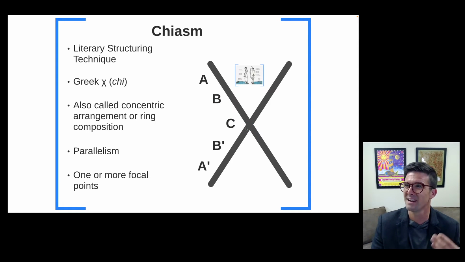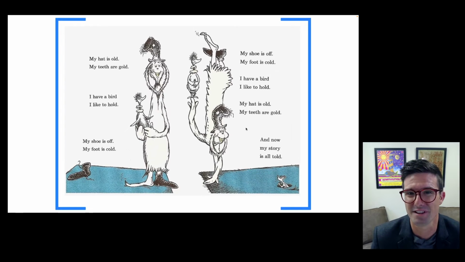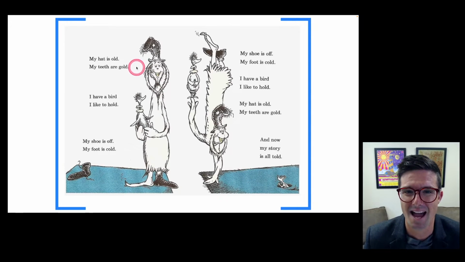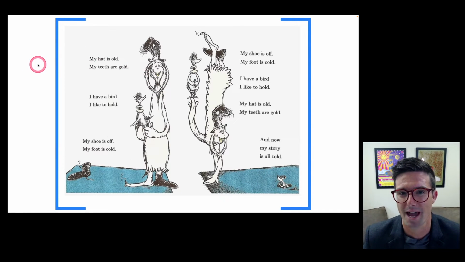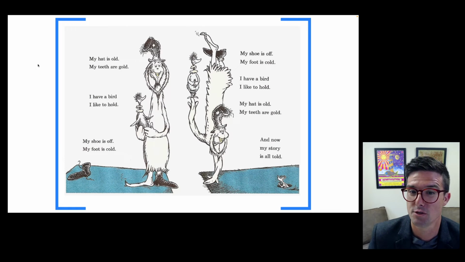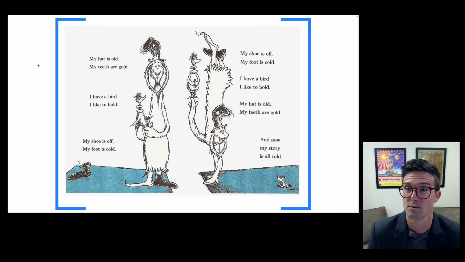To give us an example of this from the brilliant Dr. Seuss, we have: my hat is old, my teeth are gold, I have a bird I like to hold, my shoe is off, my foot is cold, my shoe is off, my foot is cold, I have a bird I like to hold. My hat is old, my teeth are gold, and now my story is all told.